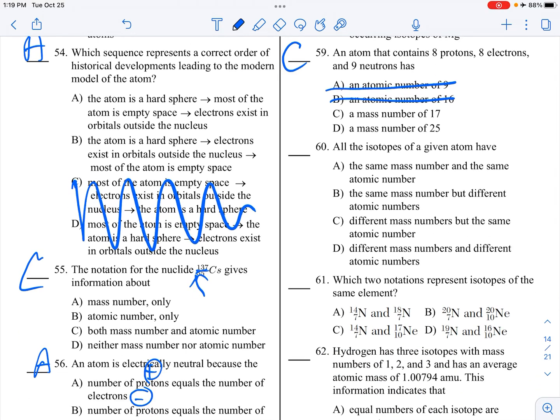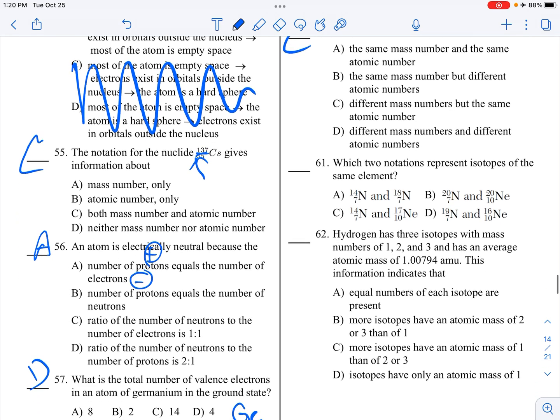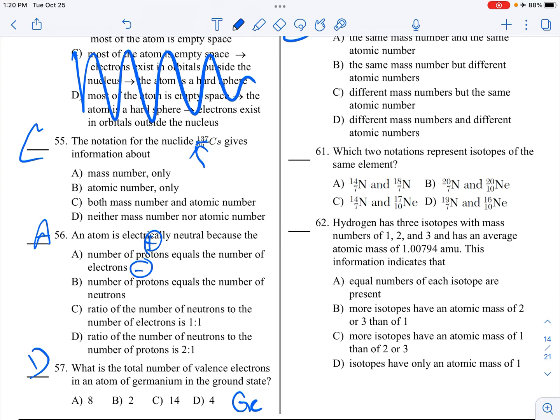Isotopes have the same mass number and atomic number? No, different mass numbers, same atomic number. So again, isotopes, no. Different mass, same number of protons. Actually, that is the answer. You've got different elements here, different elements here, and different elements here.